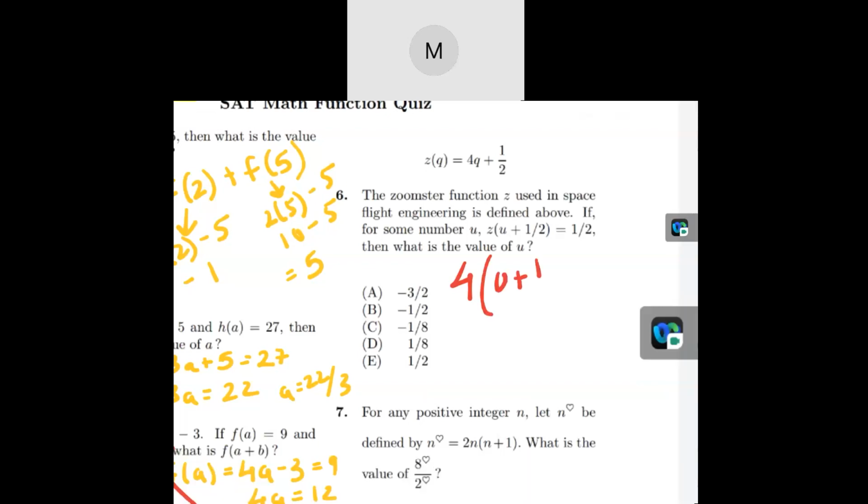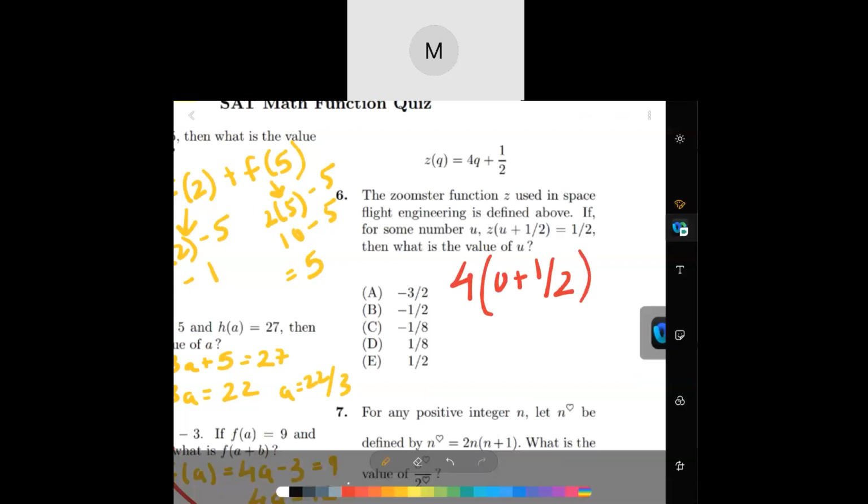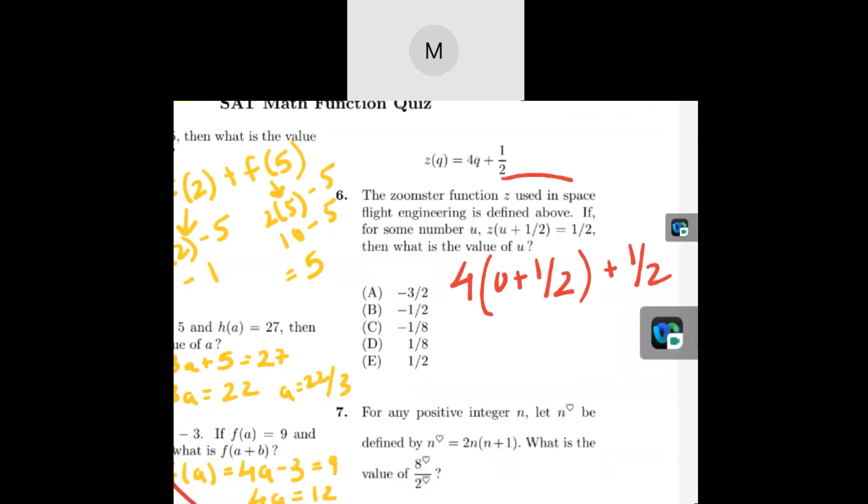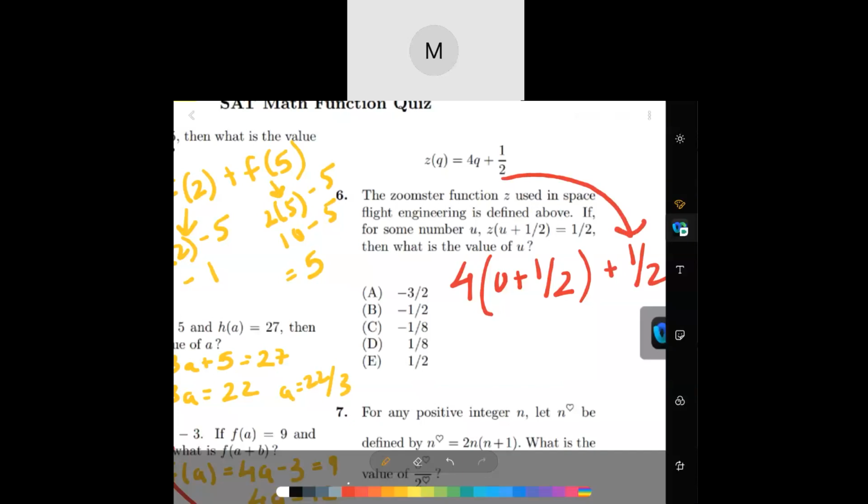Don't forget the parentheses. The parentheses are the most important part, because if you write the u plus a half outside of the parentheses, that's going to be wrong. We're substituting the whole q, and the whole q is multiplied with 4. So that's why the whole u plus half has to be multiplied with 4. And we still have that 1/2. This is the 1/2 that comes here, and the q as a whole is substituted by u plus half.